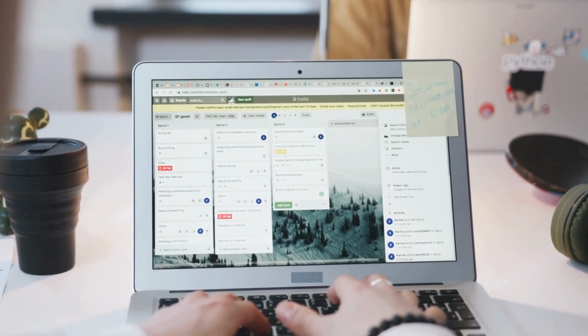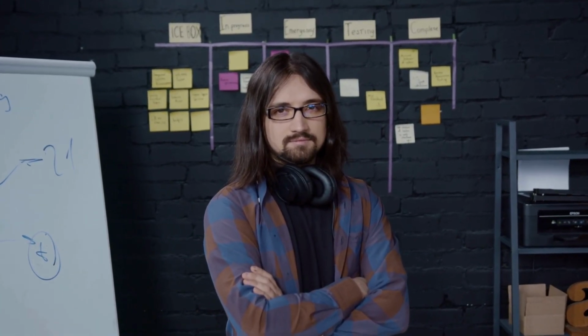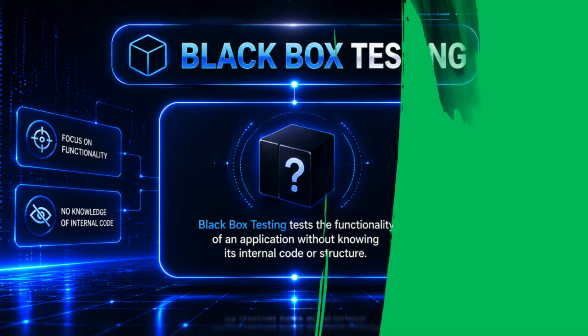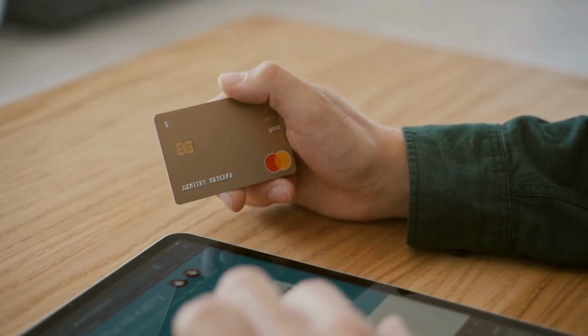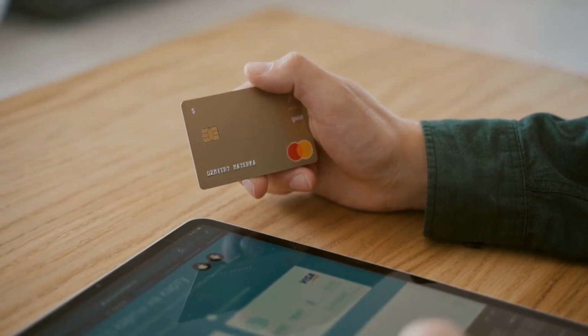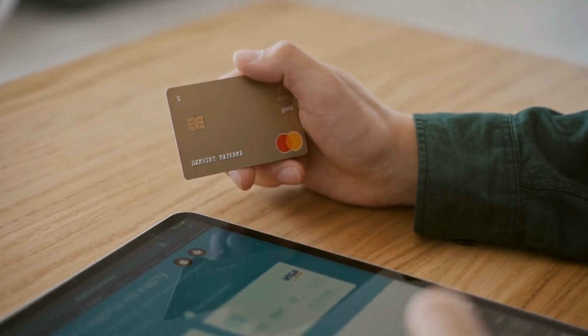Testing can also be categorized based on how much knowledge the tester has about the system. This brings us to black box testing and white box testing. In black box testing, testers focus only on inputs and outputs without seeing the internal code. For example, testing login functionality, verifying form validations, checking checkout processes, the tester only cares whether the feature works correctly.